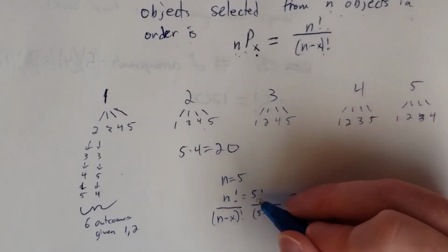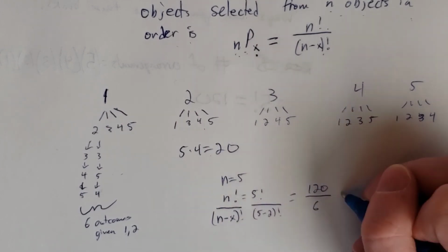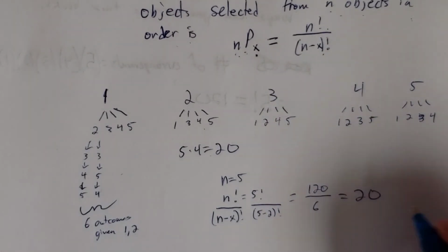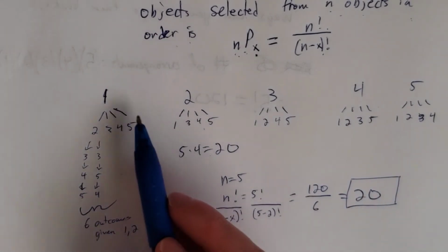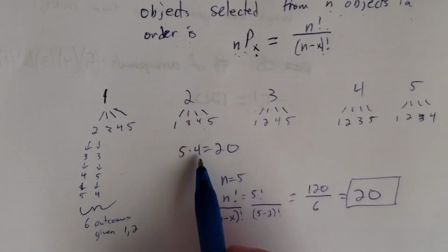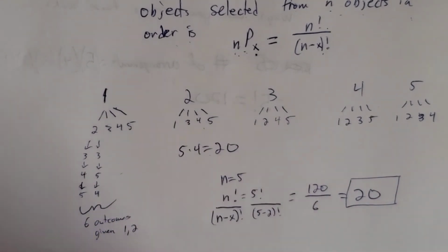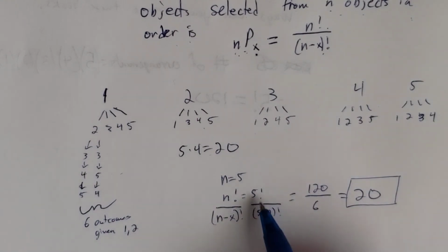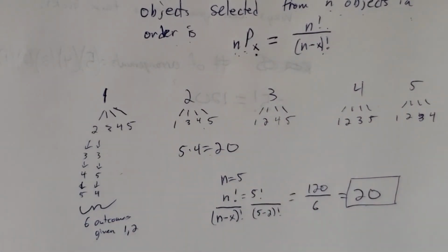So our calculation could be 5 factorial, which is 120, over 3 factorial, which is 6. Or in other words, we get a total of 20. So in this example here, we could have just counted that it was 20. The number of ways of arranging 2 objects out of 5 objects was 20. And we could have just counted that when our numbers are small enough. But we see through this example that this formula up here could have also calculated that value.